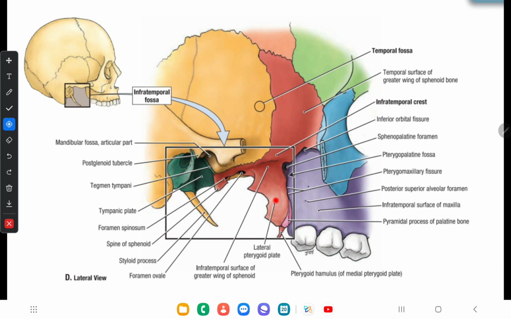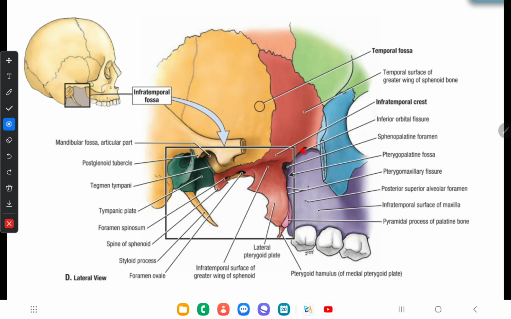Here, this is the medial wall and this is the anterior wall. Those two walls meet below, but they are separated by the pterygomaxillary fissure. Here, this is the pterygomaxillary fissure and you can see a small foramen here. It is the sphenopalatine foramen. And here, this is the pterygopalatine fossa. As you can see here, at the upper end of the pterygomaxillary fissure, there is the inferior orbital fissure.